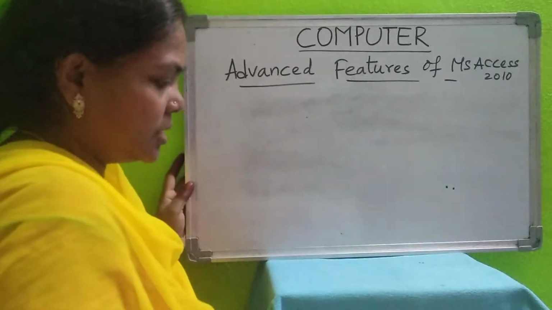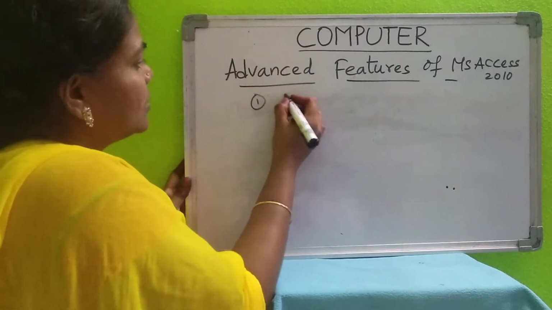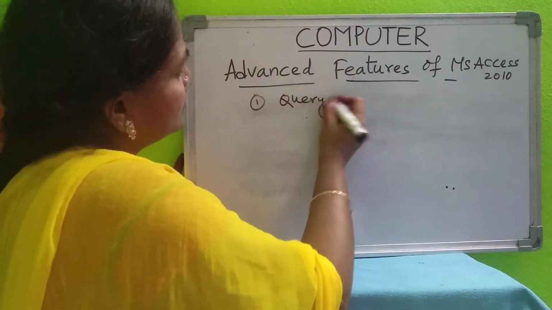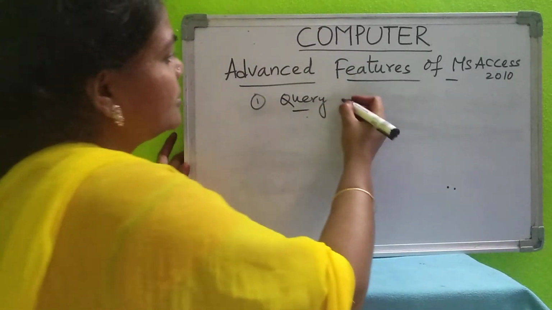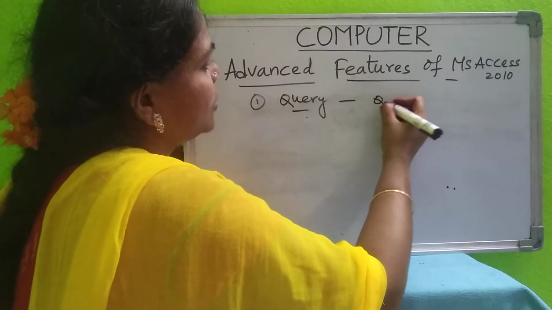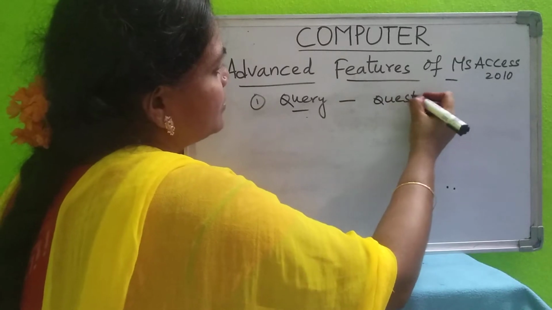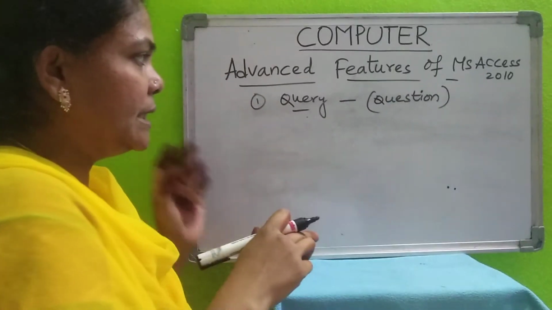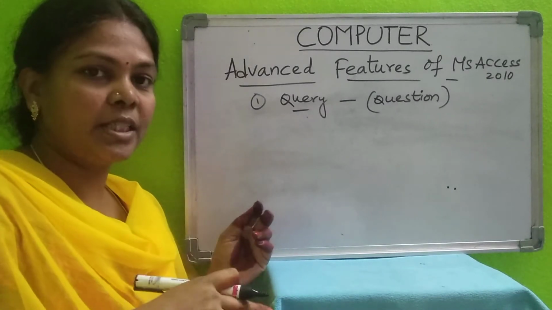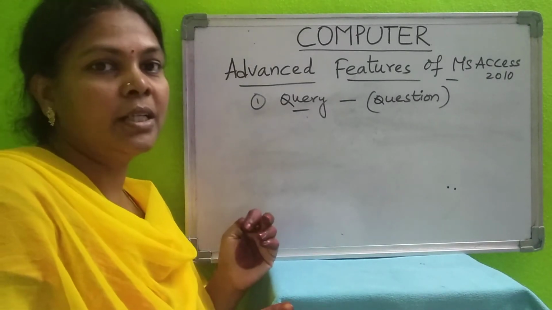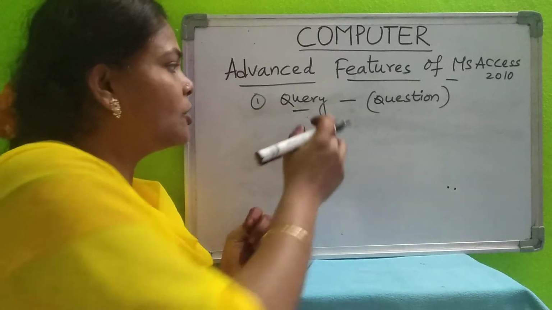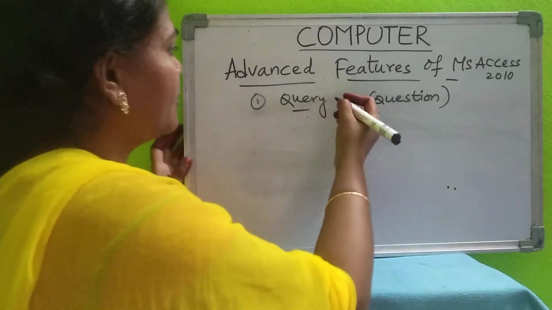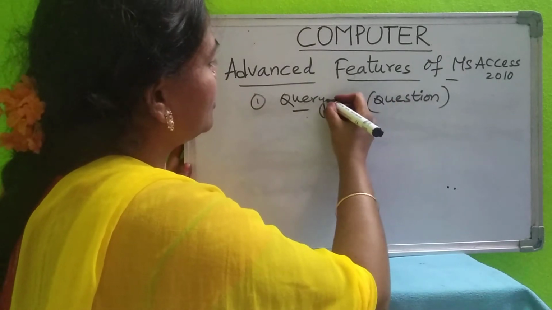The first one is query. Query means some question like that. Whatever column names, however many columns you want, only those columns you can display, and in which order, ascending or descending, in that order only you can display those records in the table. Query means this is the condition or question.